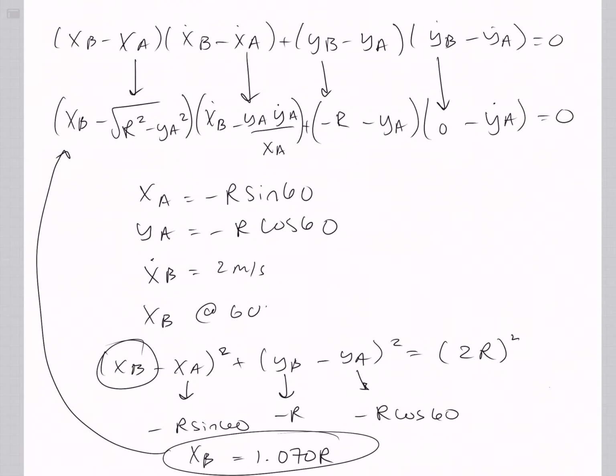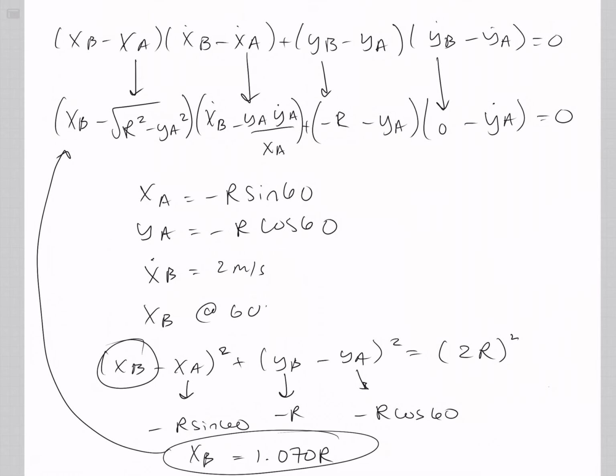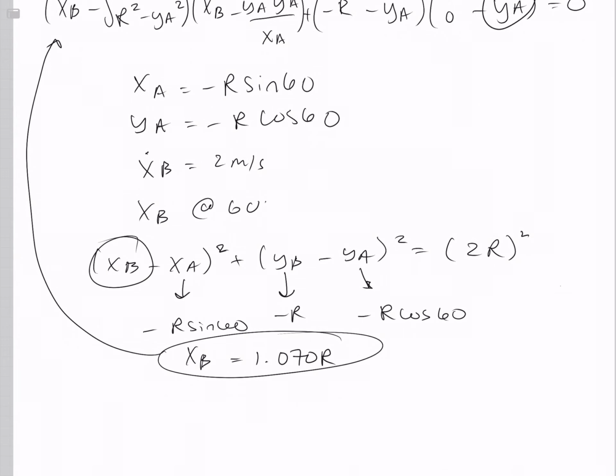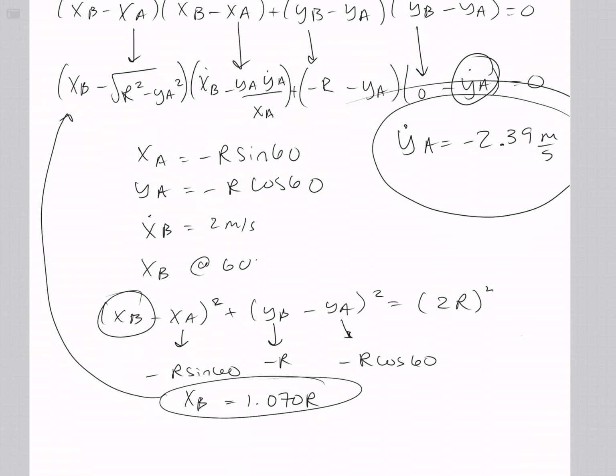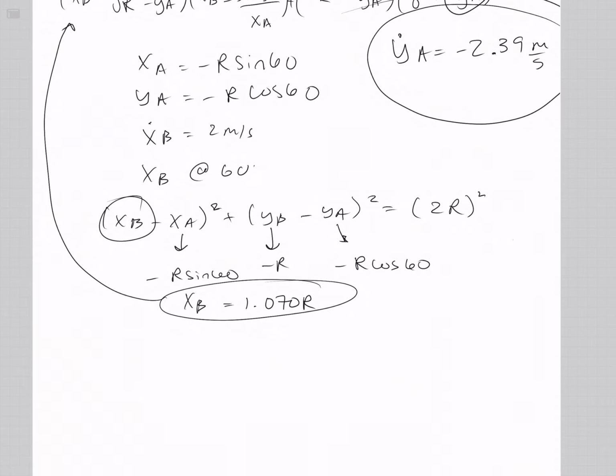And we can plug this x_b up here. And now we can solve for ẋ_a. No, we're solving for ẏ_a. And when you solve for that, you get ẏ_a equals negative 2.39 meters per second. And this is where all the r's end up canceling out. ẏ_a, very important that we found that.